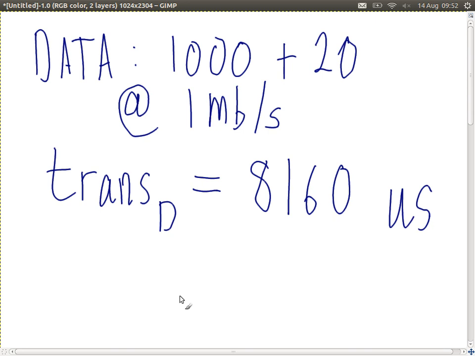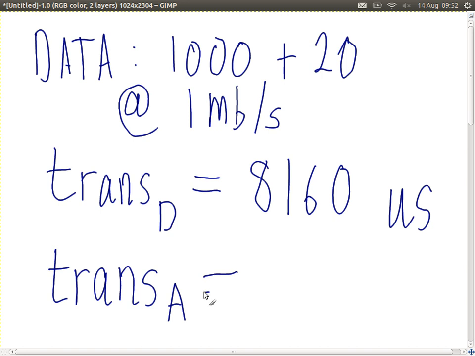Similarly, we'll also need to know the transmission delay of the ACK frame. The ACK is simply 20 bytes. So using the same approach and the same data rate, you'll get 160 microseconds. So that's the basic calculations. The other thing that we'll need is the propagation delay.